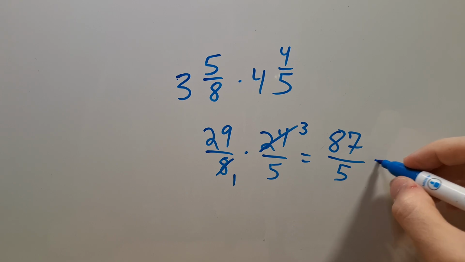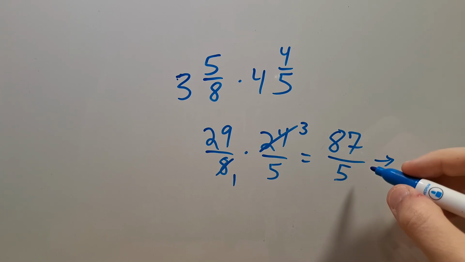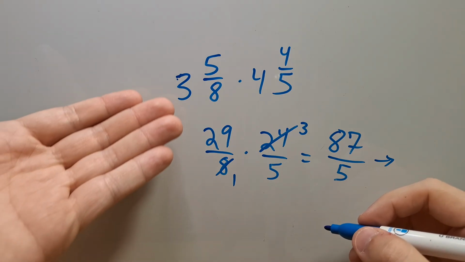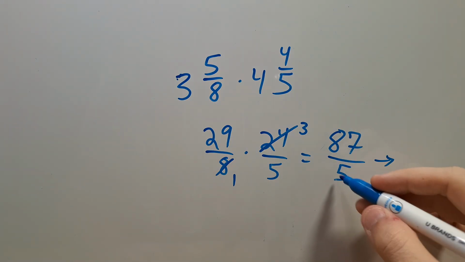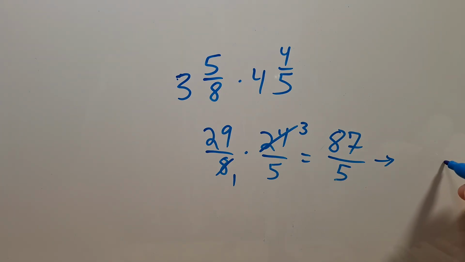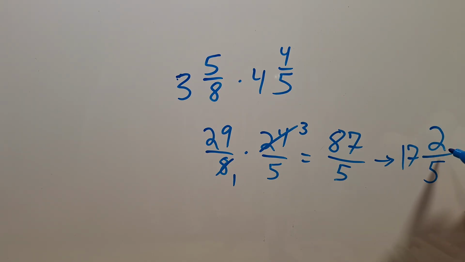Most of the time, this can be written as your final answer, but sometimes directions may say to rewrite as a mixed number because we started with mixed numbers. If I perform this conversion of improper fraction to mixed number, keeping that same denominator, I will get 17 2/5.